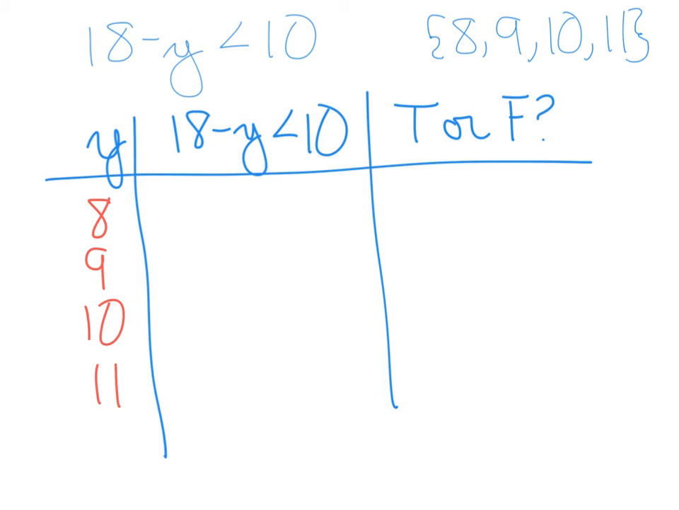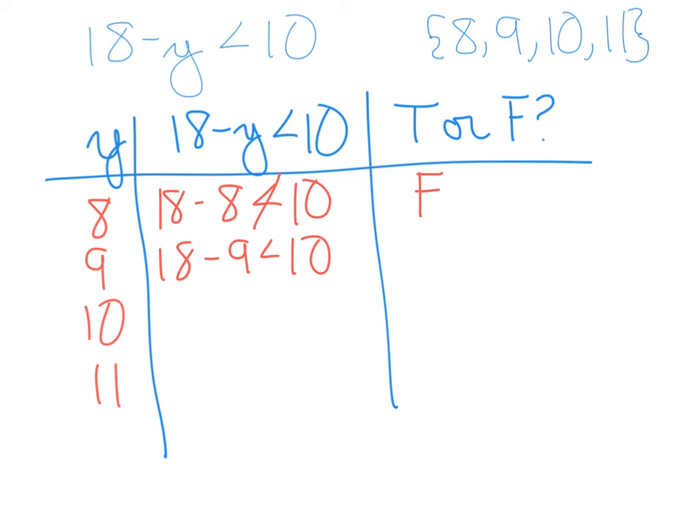Now we'll substitute y with the value from this column. So we have 18 minus 8 is less than 10. Is that true or false? Well, that's false, because 18 minus 8 is 10, and 10 is not less than 10. Let's go to the next one. 18 minus 9 is less than 10. 18 minus 9 is 9. 9 is less than 10. That's true.